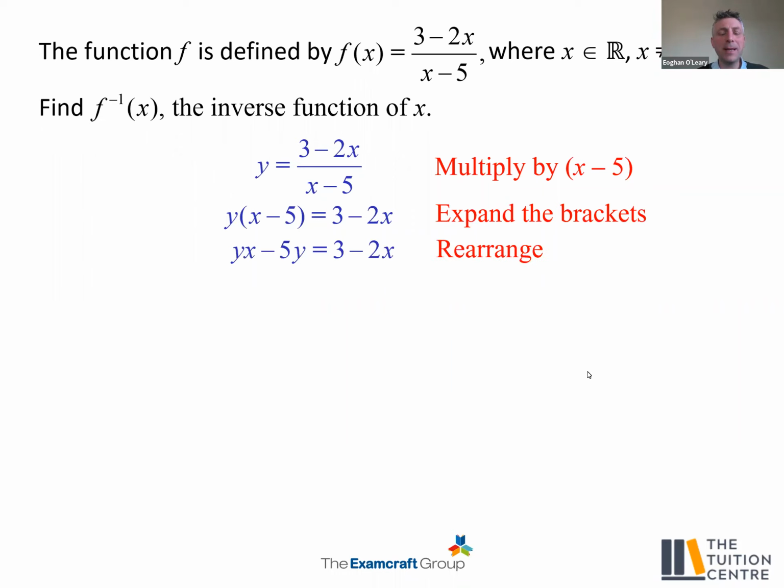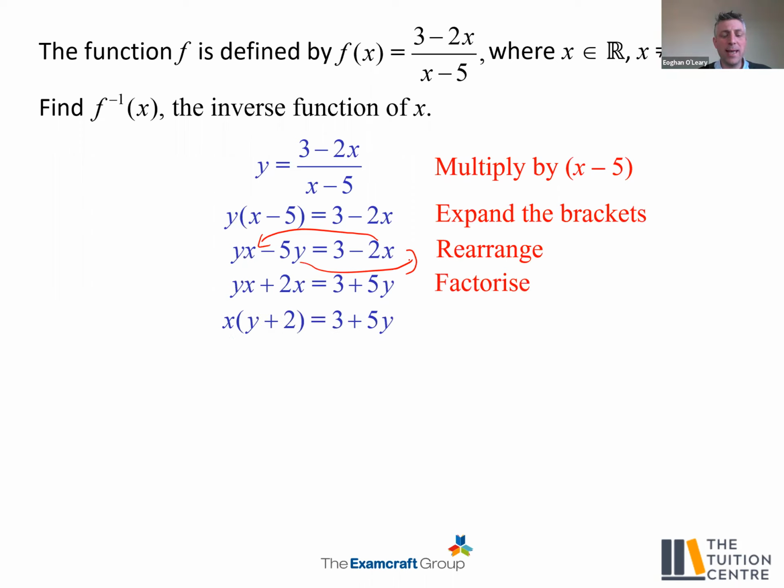And basically my plan here is to get x on its own. So I'm going to rearrange. Basically I'm adding 2x to both sides. I'm adding 5y to both sides. All the time I'm trying to get x on its own. So I factorize out the x: x times (y plus 2) equals 3 plus 5y. Divide both sides by the y plus 2, and you get x is equal to (3 plus 5y) over (y plus 2).